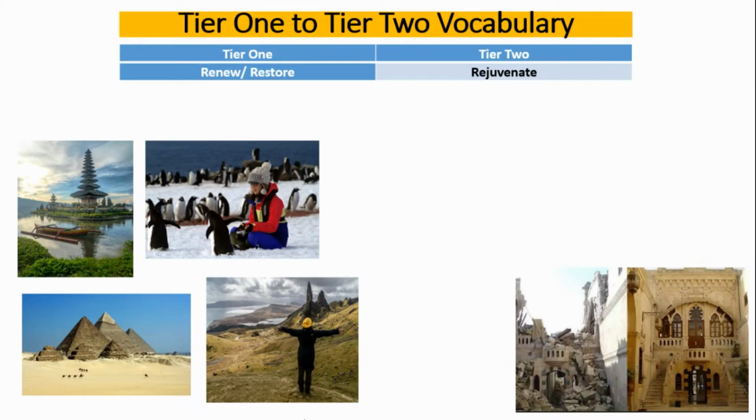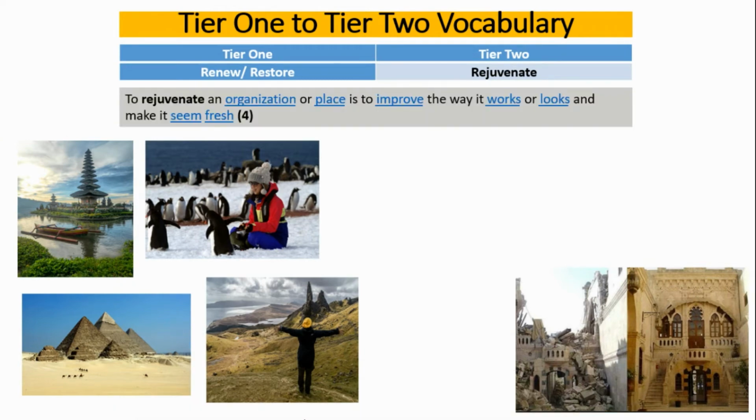So basically, the word rejuvenate is tier 2 vocabulary. Tier 1 vocabulary would be words that are perhaps more used on a day-to-day basis, like renew or restore. Now, if we were to rejuvenate a business, an organisation or a place, it would be to improve the way it works or looks and make it seem fresh.